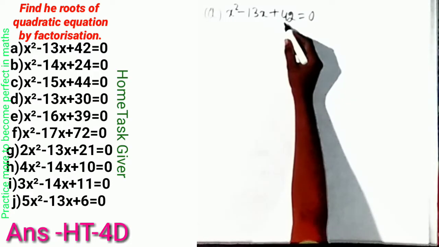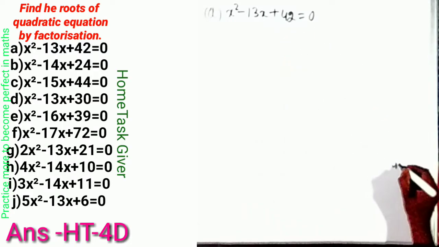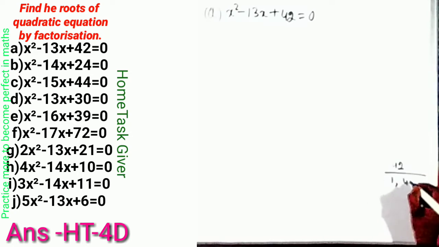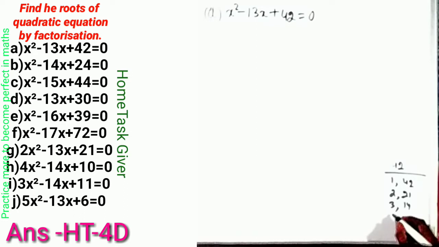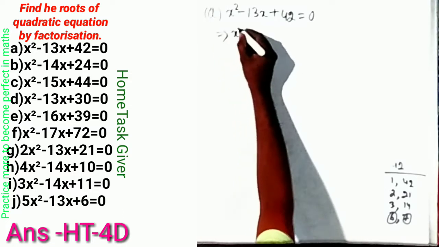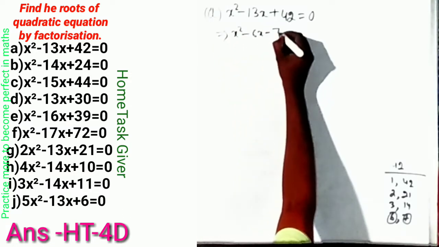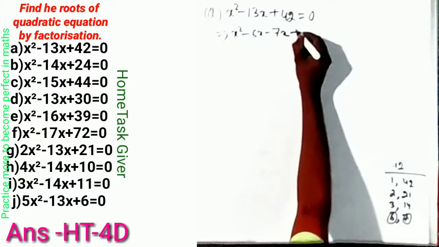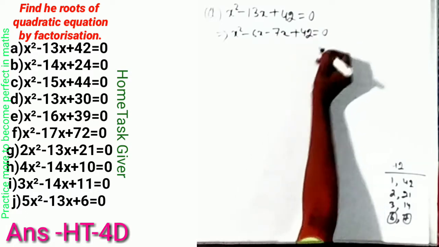The constant is 42, so 1 into 42 is 42. Factorize it: 1 and 42, 2 and 21, 3 and 14, and after that 6 and 7. Here we have to split 13x so that the sum is 13x and the product is 42x square. Here 6 and 7, so x square minus 6x minus 7x plus 42 equal to 0.